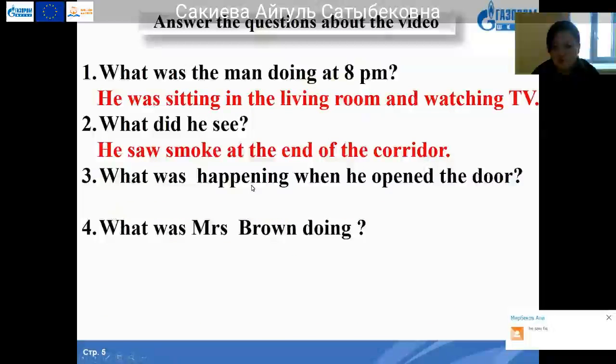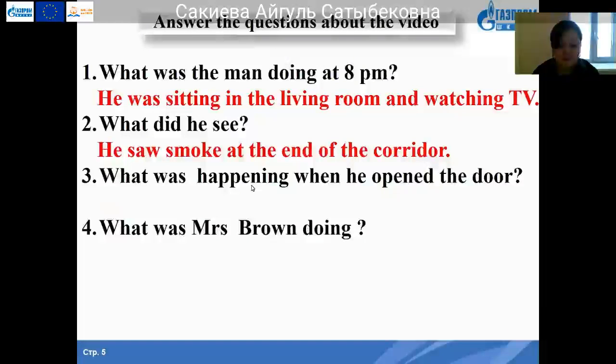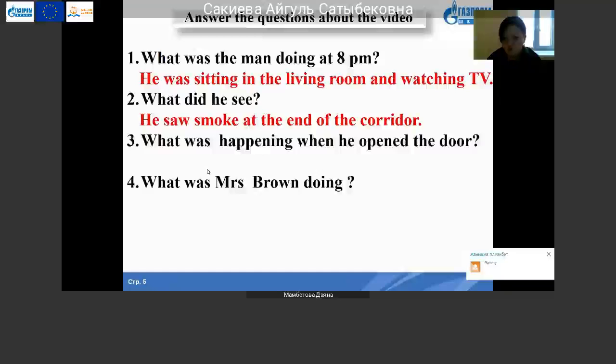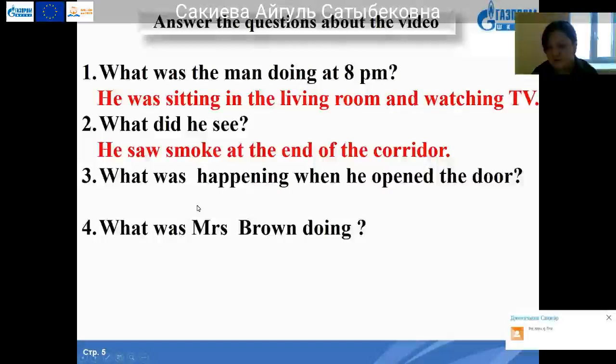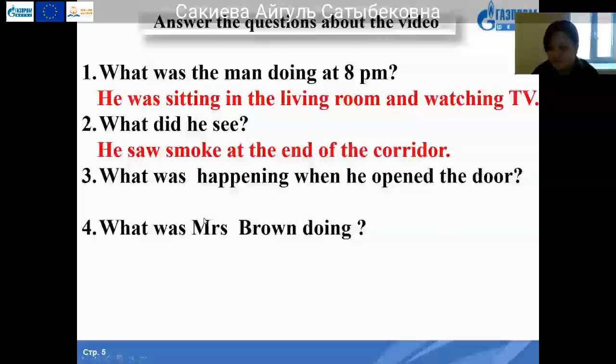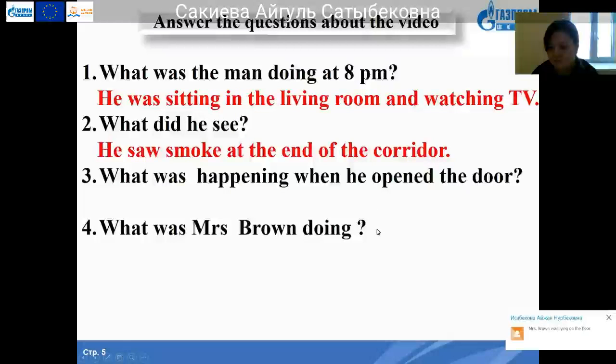He saw smoke at the end of the corridor. Yes? He saw smoke, right? What was happening when he opened the door? What was happening? Flaming. So what about other answers? He saw fire. But the question is, what was happening when he opened the door?